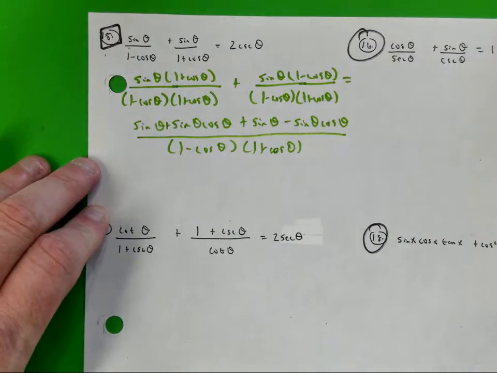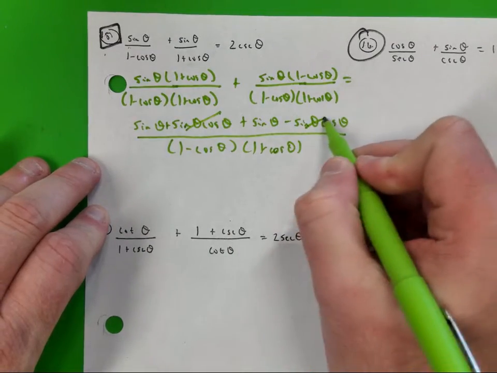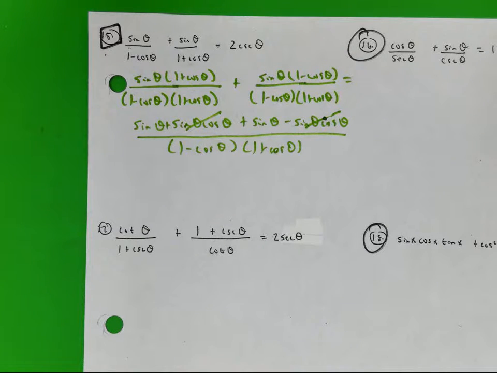Now I'm going to try to clean the numerator up first. I got this, and this goes out. Do you understand why those cancel out? We good on that part? Okay. Now, what's sine theta plus sine theta? 2 sine theta, okay? 2 sine theta.